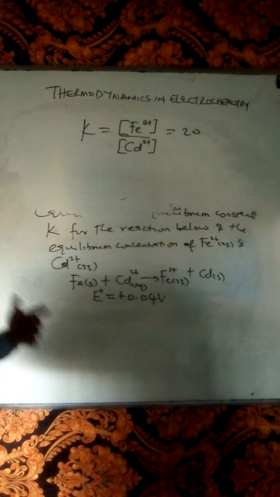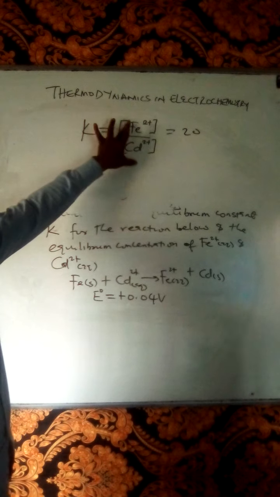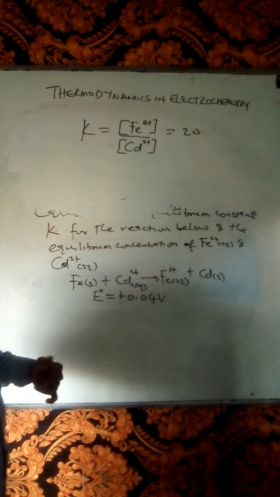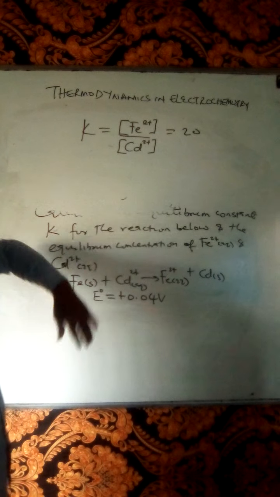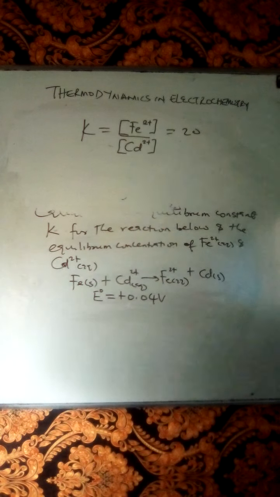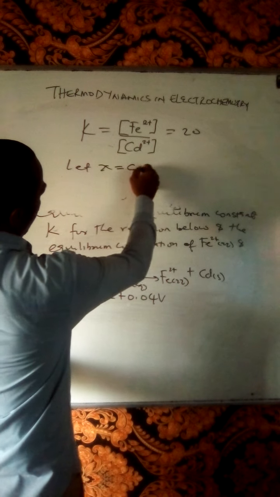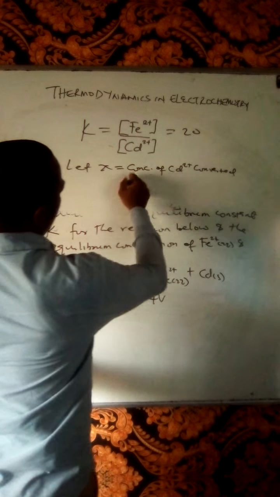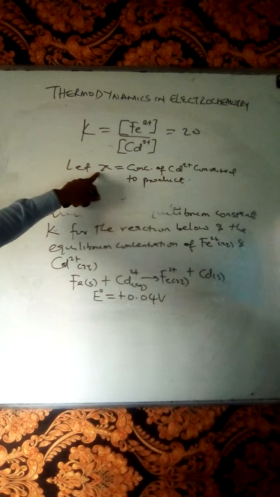Then the question is, why are cadmium solid and iron solid state not appearing here? As I said initially, when elements are in their solid state, we take their concentration as unity, as 1, and they will not appear in the equilibrium constant or in the activity coefficient expression. So having done that, we now say let S represent the concentration of cadmium converted to product.